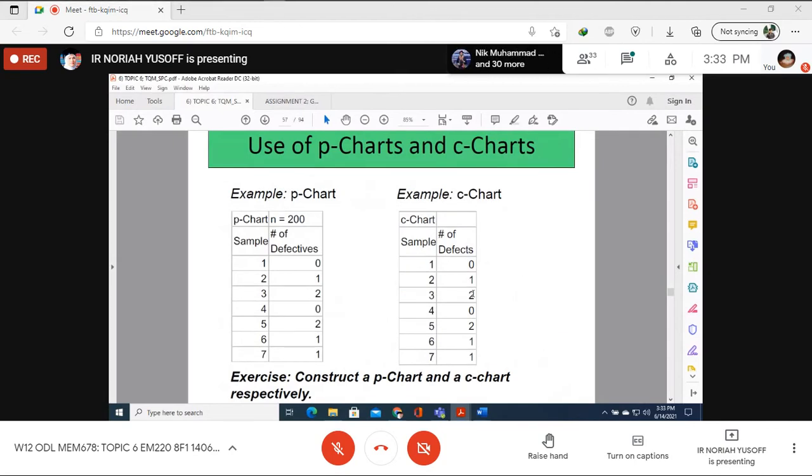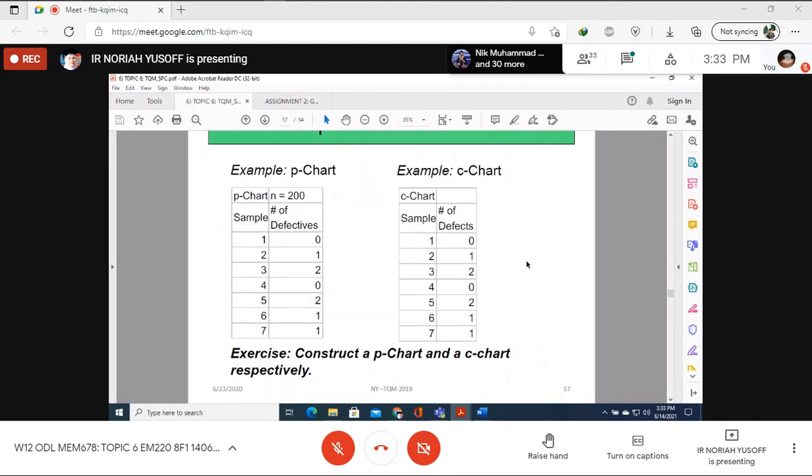So use of P chart and C chart. Okay, so in this example, the question asks you to construct the P chart and C chart respectively. Yang ni you buat sendiri ya. Kena buat sendiri, you must try out. In the next class saya akan tanya you whether it is within control or not. Okay, since sudah tahu dah formula dia, tak susah ni buat ni.